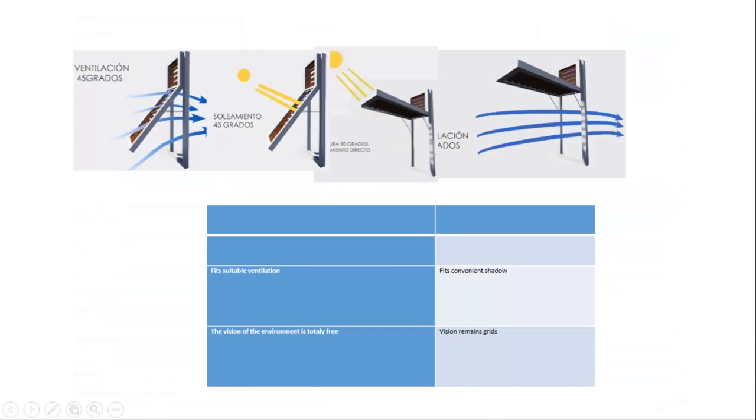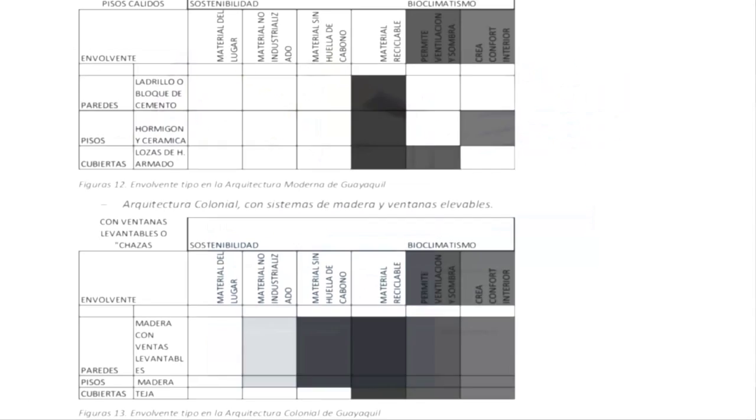We can see how this window is used in Ecuador. It allows different positions for wind, light, shadow, and vision. We can perceive that different architectural parameters are compared. There is a difference always in favor of traditional architecture.